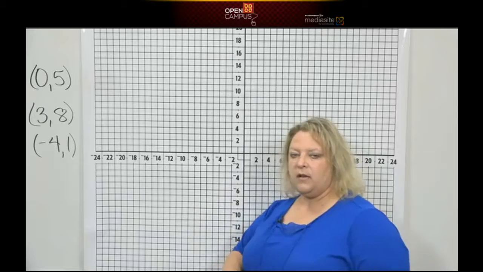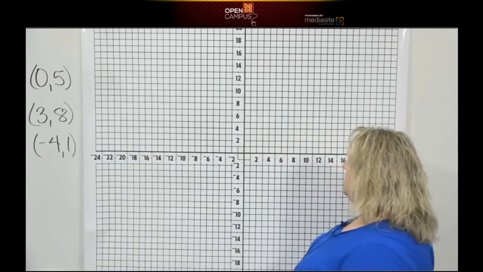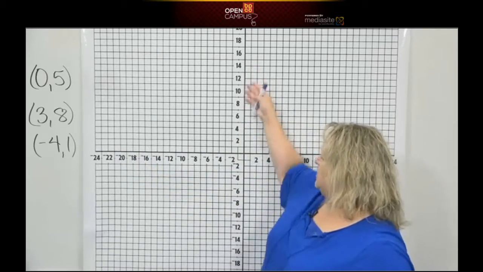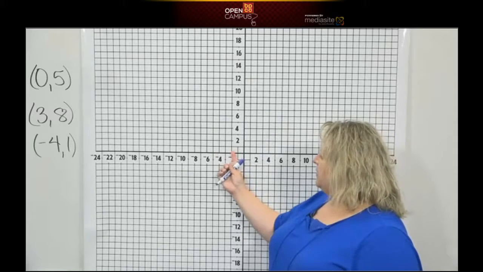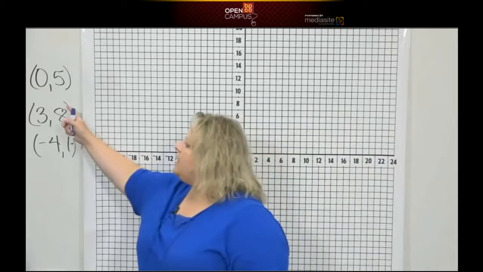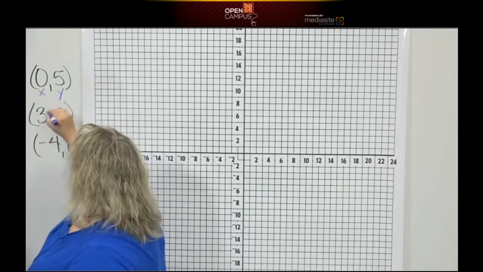This is a different looking graph, but remember your x-axis is the horizontal axis. It runs left to right. Your y-axis is the vertical axis. It runs up and down, okay? And each one of these little squares counts as 1. So on here, remember your x value is written first, your y value is written second.